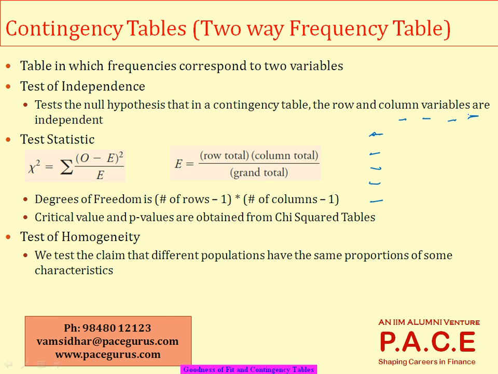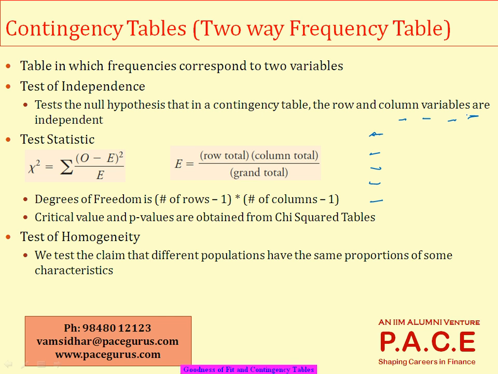So if I want to find out, is there any kind of dependency between the store and the satisfaction level? For every person, I will highlight which store he has visited and what his level of satisfaction about that store is: highly satisfied, moderately satisfied, not at all satisfied, such kind of scale. So there are two variables which I am capturing for every customer.